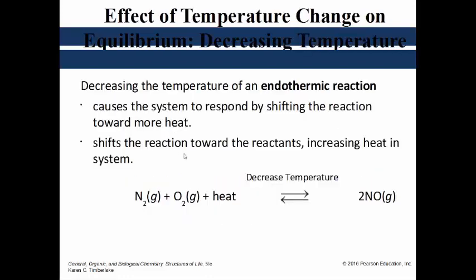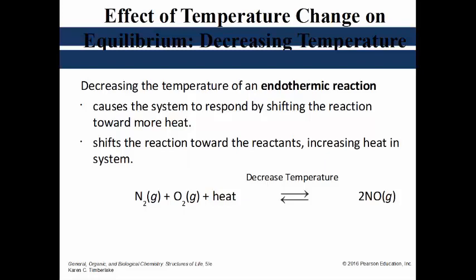Alright, now we'll talk about how temperature changes can impact equilibrium reactions. First, we'll talk about decreasing temperature. And we'll talk about decreasing temperature in an endothermic reaction. If you decrease temperature in an endothermic reaction, the system will respond by shifting the reaction toward more heat. So the shift will go toward the reactants, increasing the heat in the system.